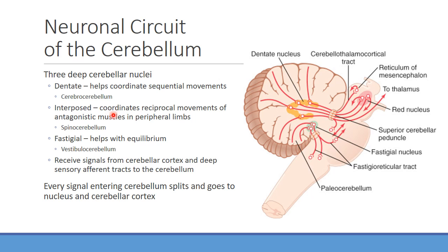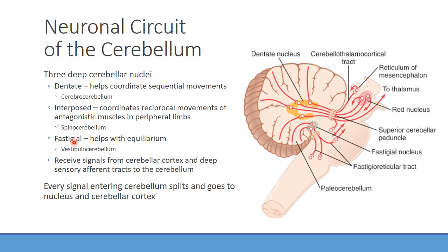The interposed nuclei is going to coordinate some of those reciprocal movements of antagonistic muscles in the peripheral limbs. So this is going to be more associated with the intermediate area of the cerebellum. If we need to move our arms a certain way, it helps to coordinate antagonistic muscles contracting and relaxing in appropriate fashions. So we call this the spinocerebellum. This helps a lot with the spinal cord reflexes we'd be experiencing anyway.